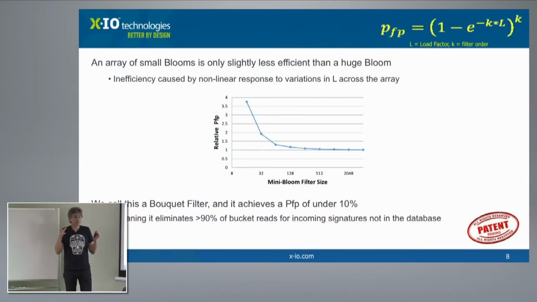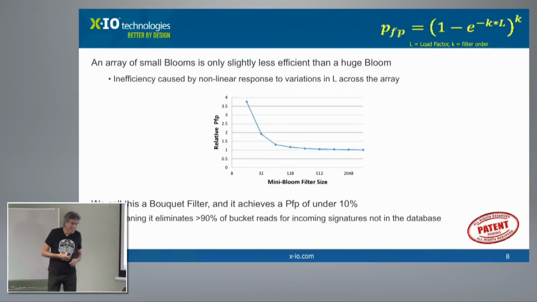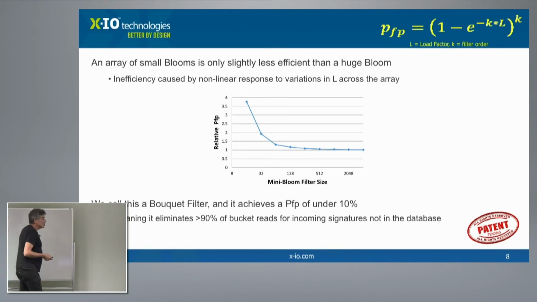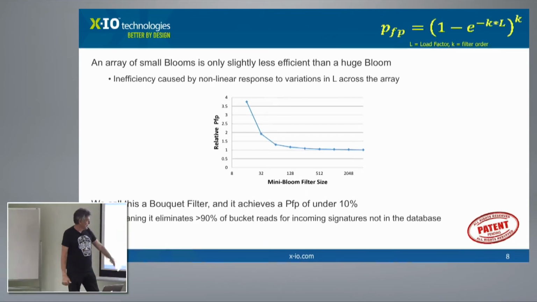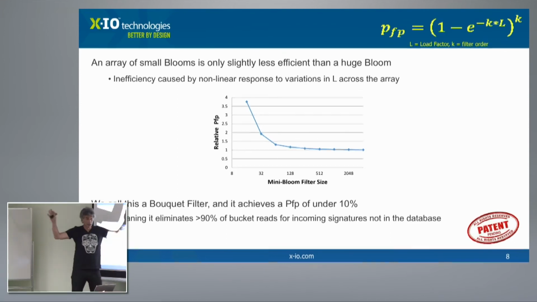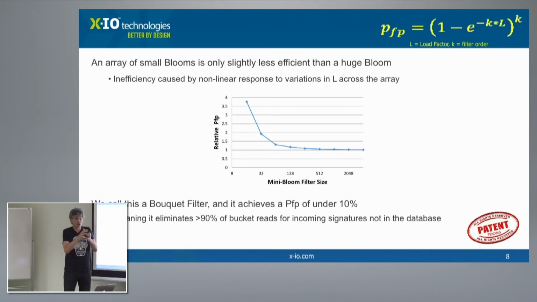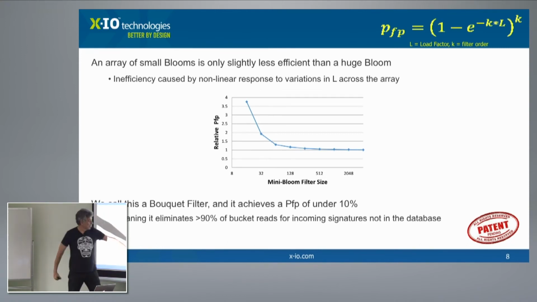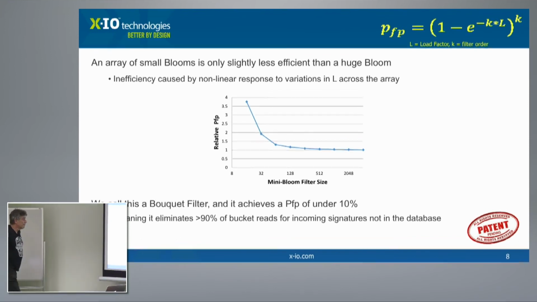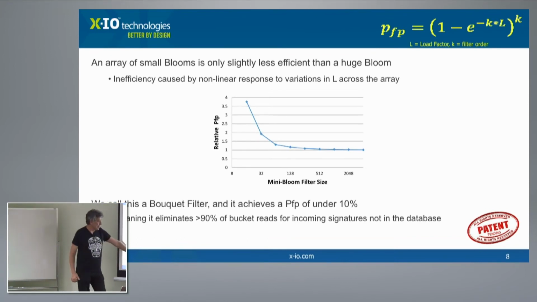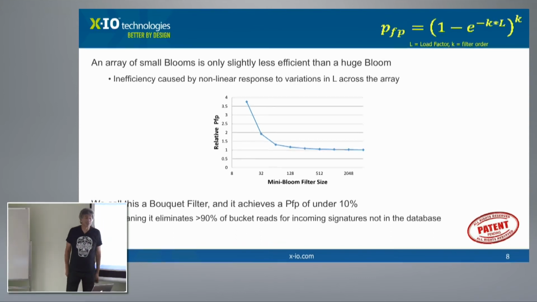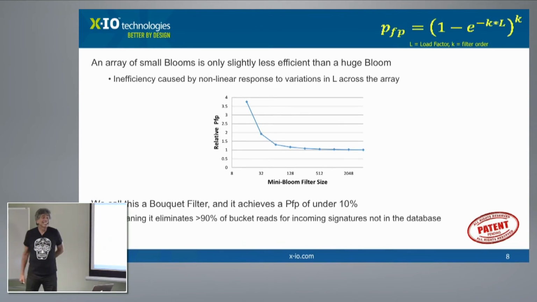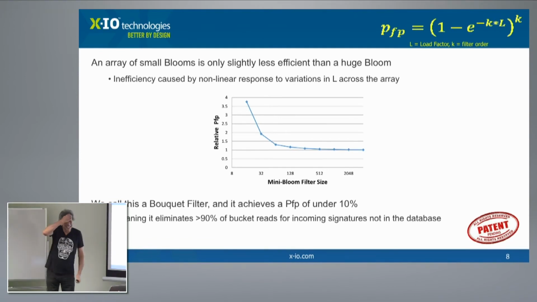So we call this a bouquet filter because it consists of buckets of blooms. And it achieves a false positive rate of, depending on our occupancy, the load factor of the hash table as a whole, which of course when you double the hash table, its load factor goes way down, then it builds back up again, blah, blah, blah. But under 10% all the time, sometimes as little as 2%. Okay? Meaning it eliminates more than 90% of bucket reads for incoming signatures that are not in the database. 98% if you just doubled the hash table size. Right. Okay?